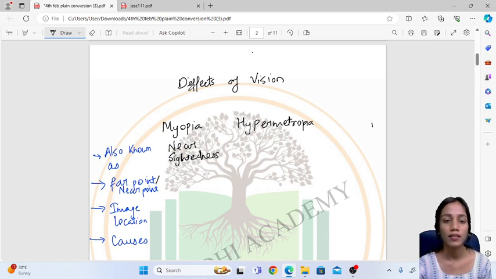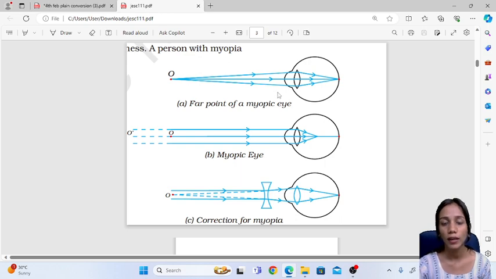In nearsightedness, the person with a myopic eye can see nearby objects clearly but is not able to see far away objects properly. This is because the far point of the eye is nearer than infinity. So whatever is beyond this far point, the person is not able to view it properly.